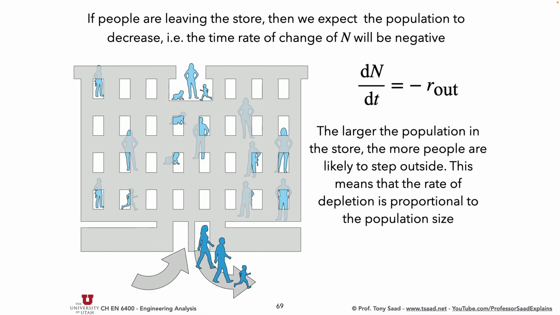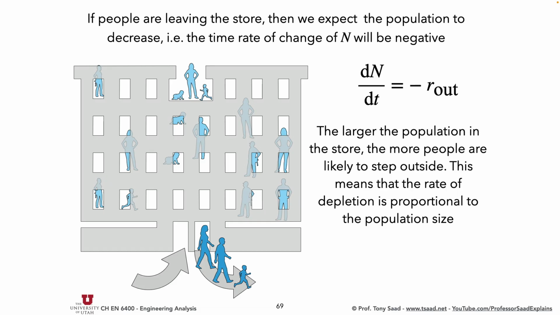Obviously, the larger the population in the store, now this could be a fixed number. You could say 1 person, 2 persons leave per minute, if T is in minutes, for example. Or 1 person leaves every minute, that's bad. Maybe 1 person leaves every 10 minutes, or 5 people per minute, or something like that, right? It could be a fixed number. But in general, the larger the population in the store, the more people are likely to step outside.